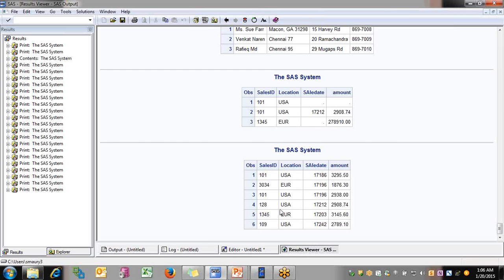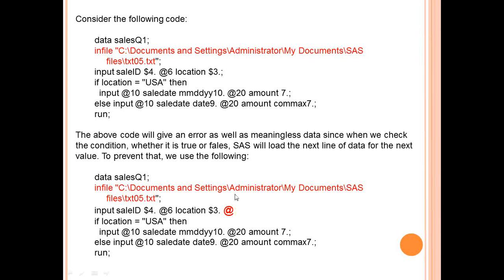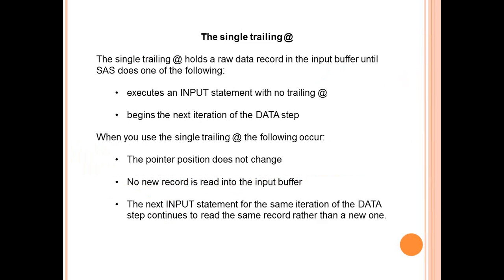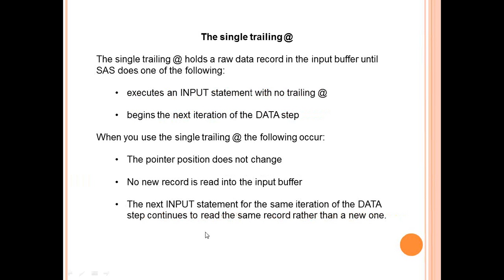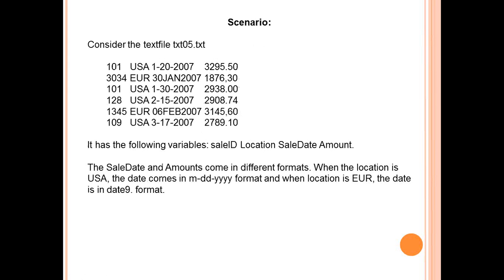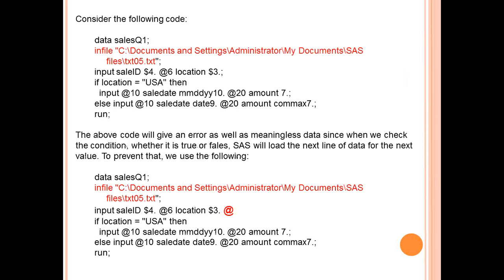All right. So this is how we use the single trailing @. Now, see what we have just seen. First of all, we saw how to hold a column. Then we saw how to hold a line by using these pointer controls. And then we saw how we can do the single trailing @, right? So in single trailing, we just took our fifth example where we were getting the amount and date formats depending on the location. This is how you use the single trailing @, and the formatted data you can store into the data set.